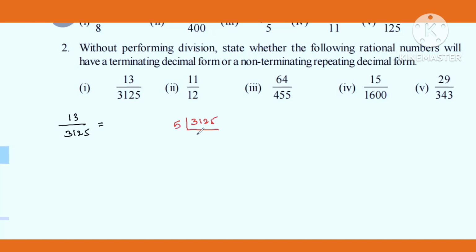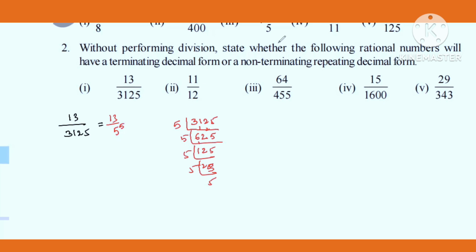5 6s are 30, and 1 is the remainder, 625. 5 2s are 10, and 2 is the remainder, 125. 5 5s are 25, so again we get 25. 5 5s are 25, 5 5s are 25. So now we got 13 by 5 to the power of 5.